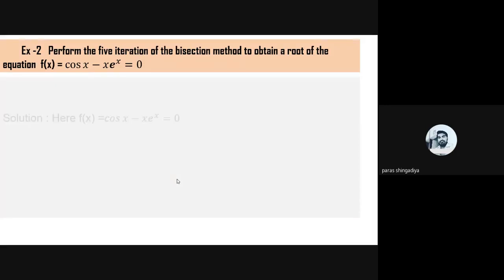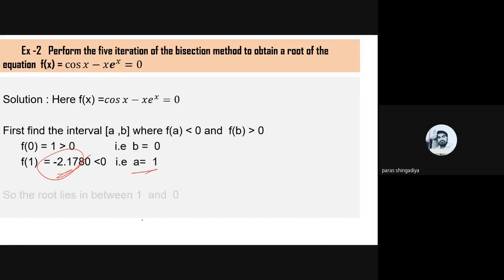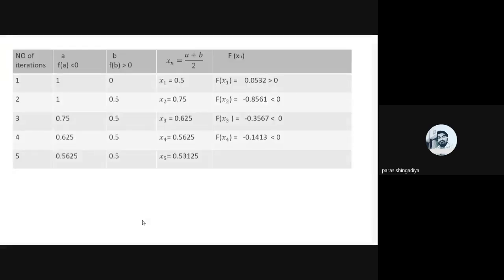And then question 2, which we discussed in the last lab, that is cos x minus x e raised to x is equal to 0. Here the interval is 0 and 1. f(0) is equal to 1, which is positive, and f(1) is equal to minus 2.17, which is negative. So a is equal to 1. The root lies in between 1 and 0, and that is the table.